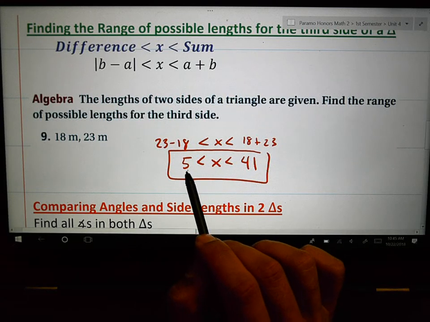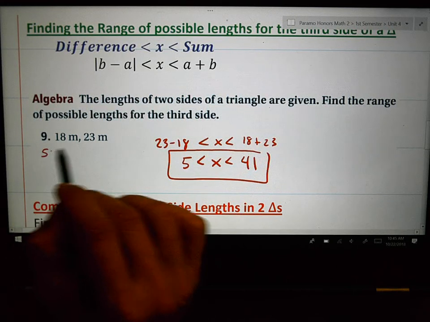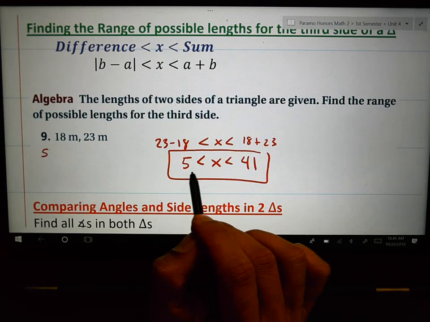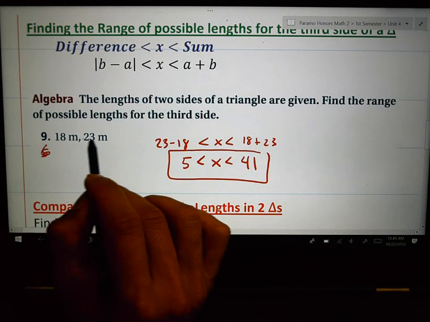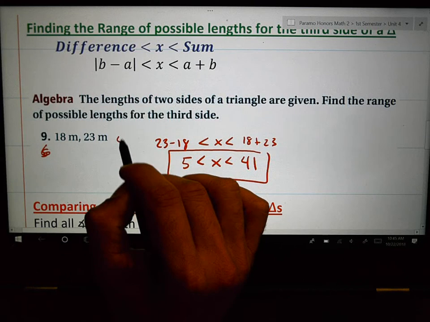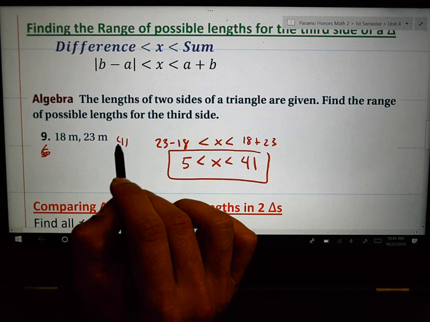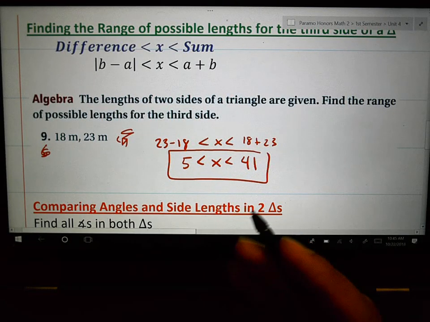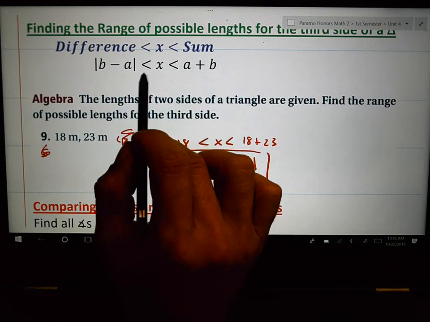If you tried to use 5, 5 plus 18 would be 23, and it would make a triangle. But if it was bigger than 5, like 6, then these two would have to be greater than that, and then it would work. But we can't go more than 41, because if I had 41, then these two added together would not be greater than that. So the values have to be between 5 and 41 to make that triangle. That's what this says. Just the difference and the sum with less than in between.